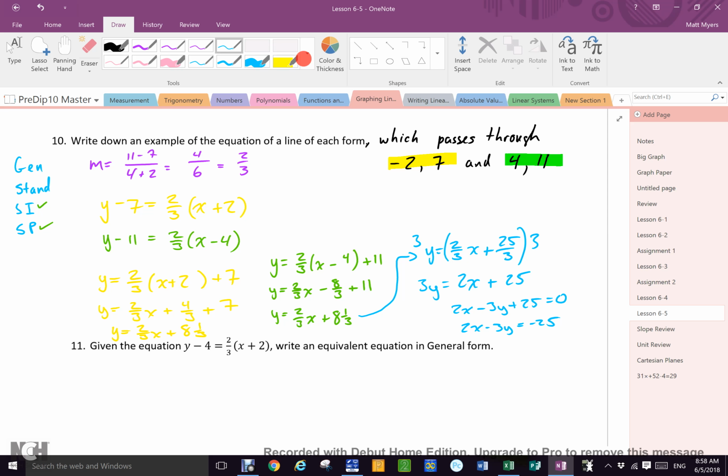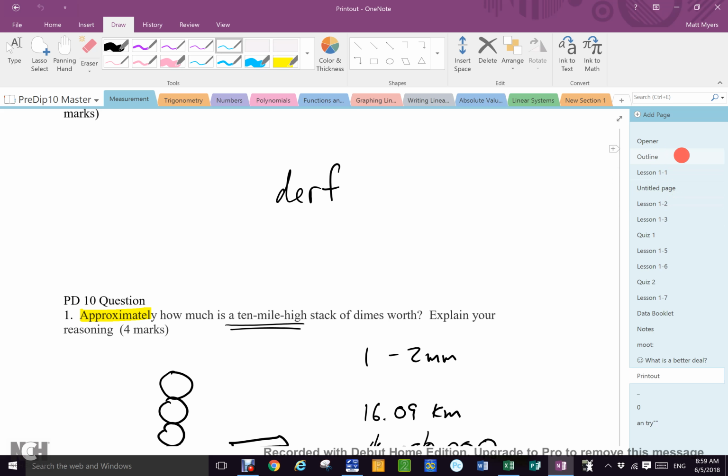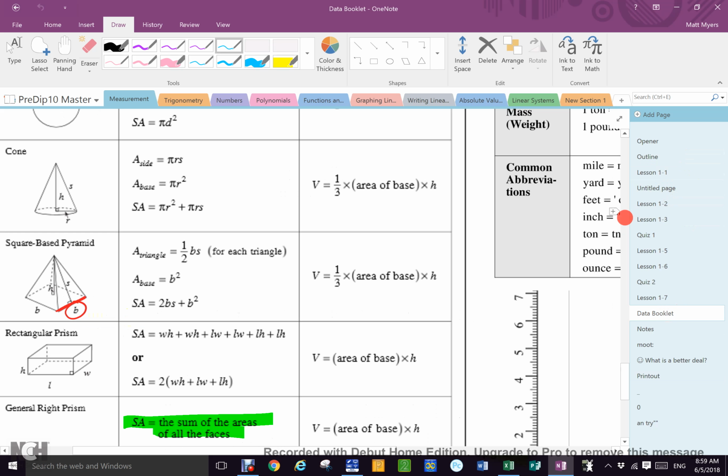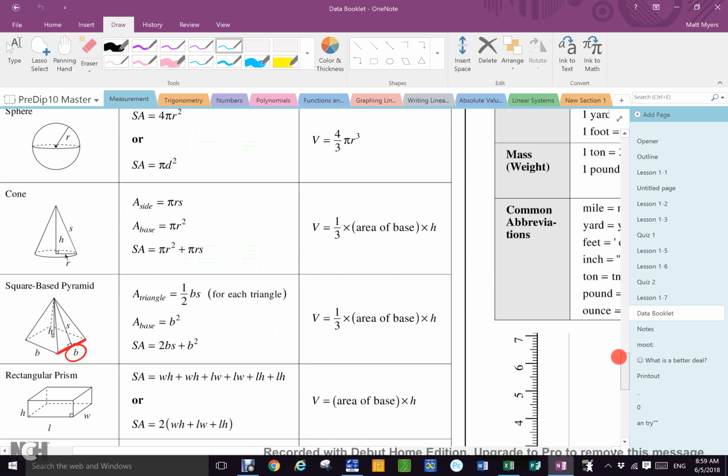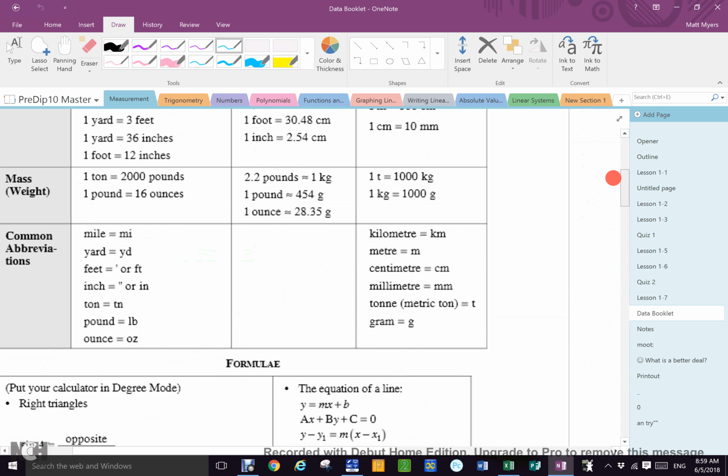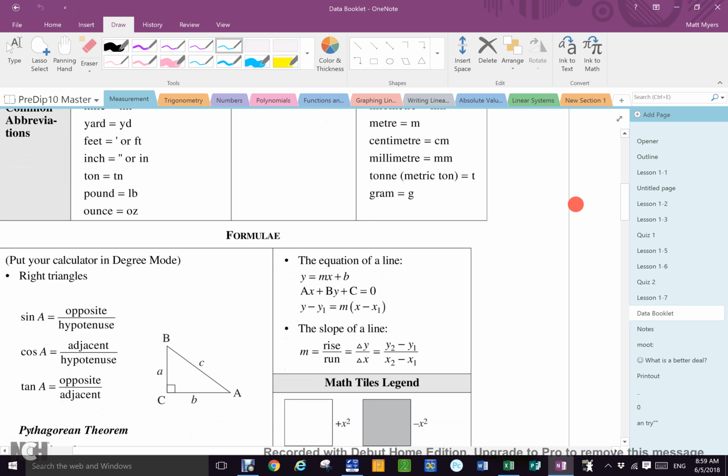Did we do anything mathematically difficult? No. Did we move a lot of stuff around? Yeah. Stuff does get jumbled up easily. But again, I remind you, you don't need to memorize any of this because it lives right there in your data booklet.